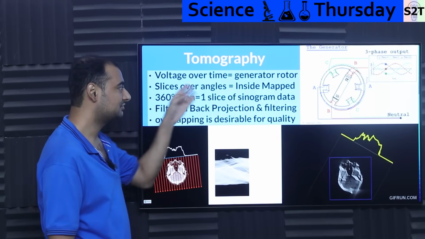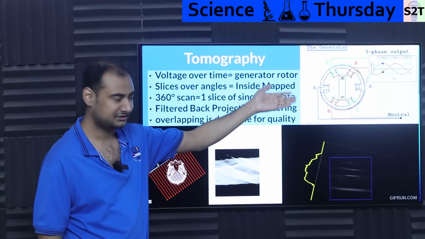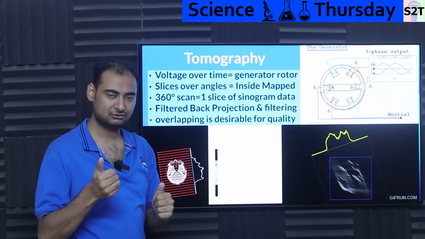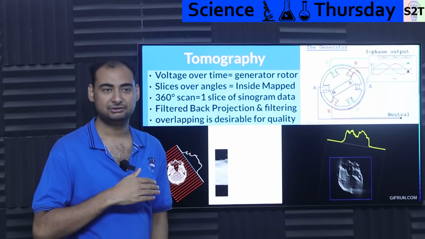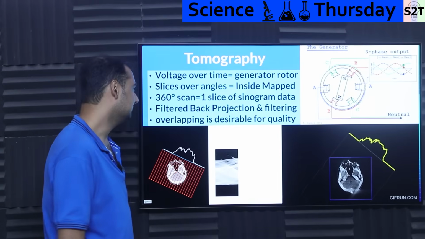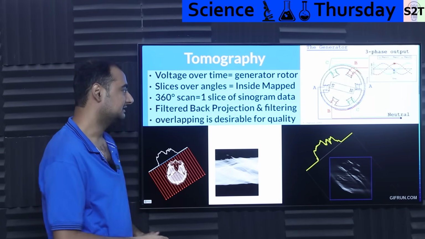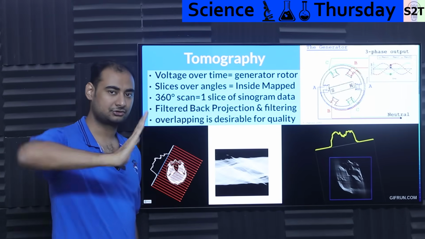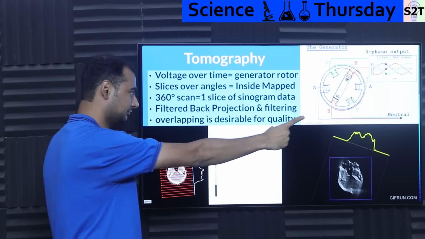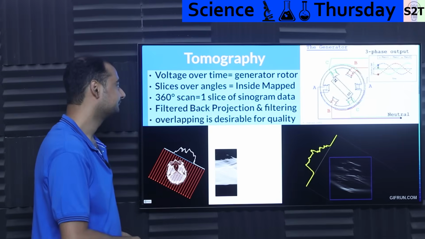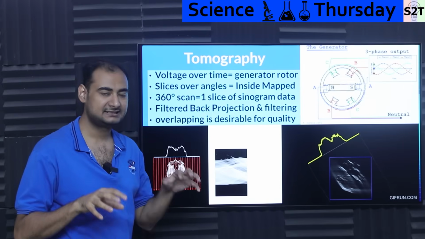So voltage over time gives you the generator's rotor condition, like where the rotor is, whether it is closer to the north pole or south pole. If you know the time and the proper graphs of it, you can figure out almost everything. Now the same thing can be done with slicing of your human body. Basically you take slices, and here slice means taking angles. That's what we mean by slice. Not going like this, but going in 360 degrees. That allows you to map the inside of the human body.